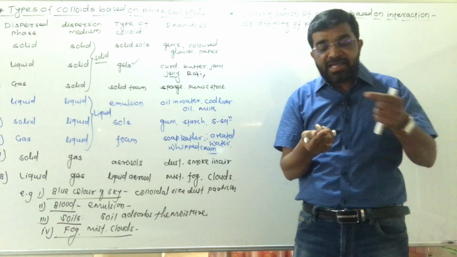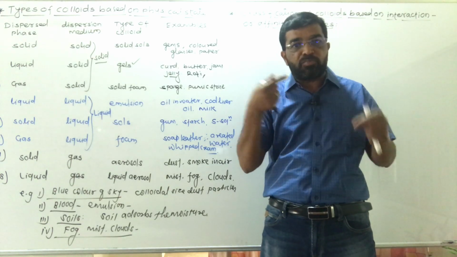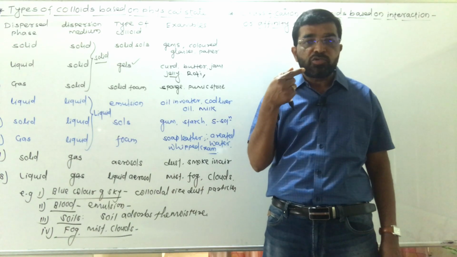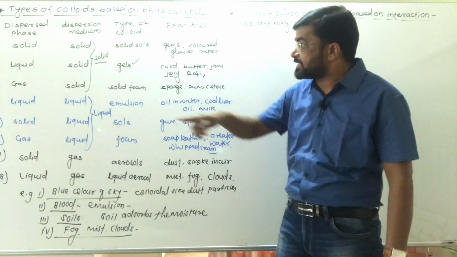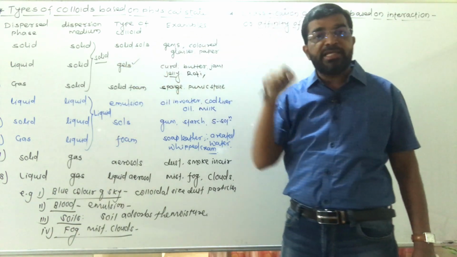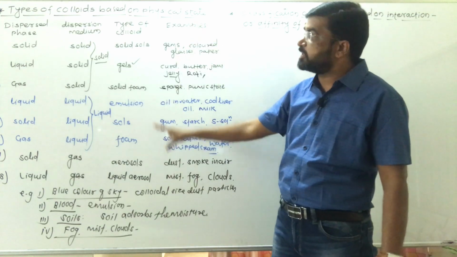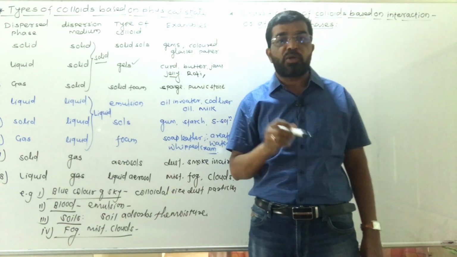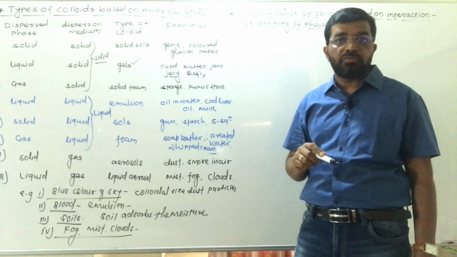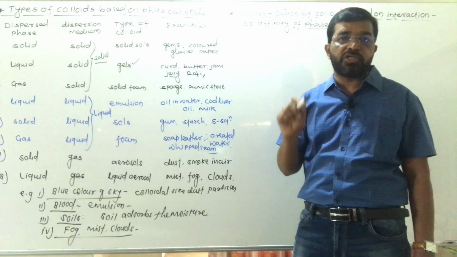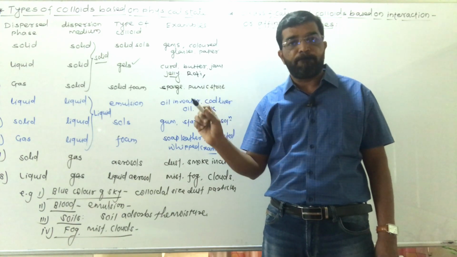Toothpaste also, we can conveniently take that paste on the brush and we are brushing, right? Toothbrush. So toothpaste is also a gel because liquid is less and solid is more. So you don't forget this classification or types of colloidal solutions on the basis of physical state of dispersed phase and physical state of dispersion medium.